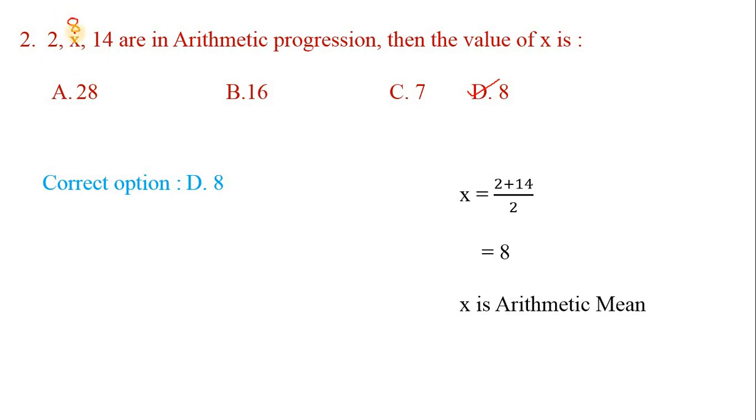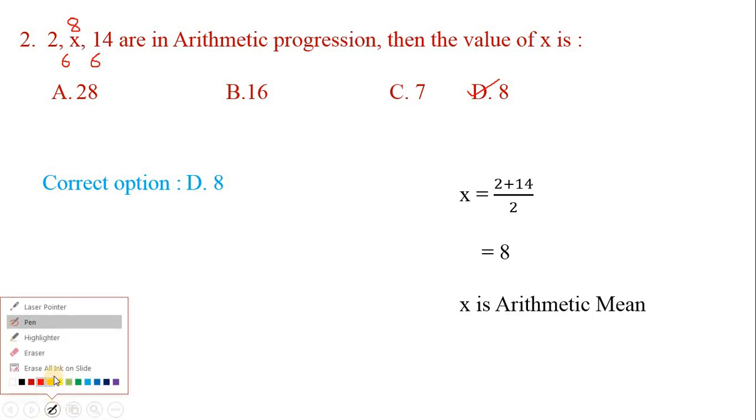If you write 8, it is in ascending order, not a problem. Find the difference now. 8 minus 2 is 6, and 14 minus 8 is 6. So the common difference is the same. Hence the correct answer is 8. Next let us move on to another question. It is a very simple question.